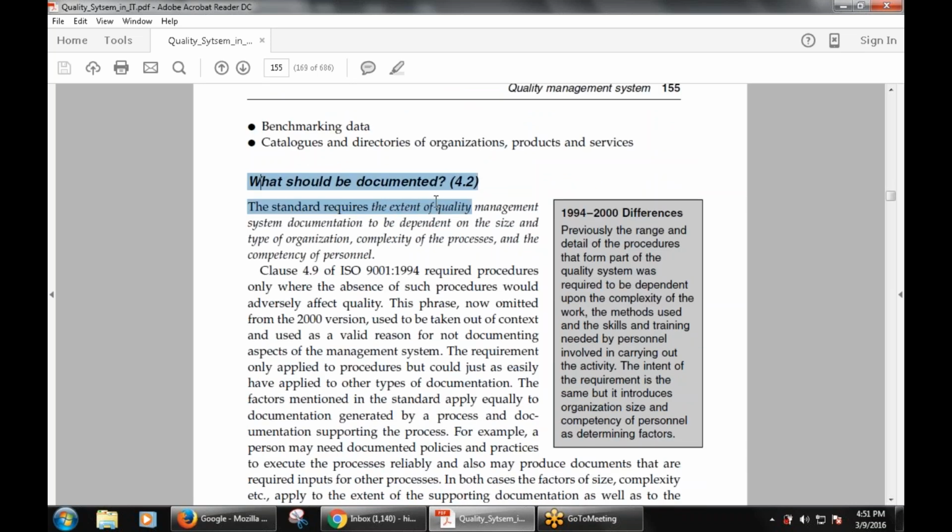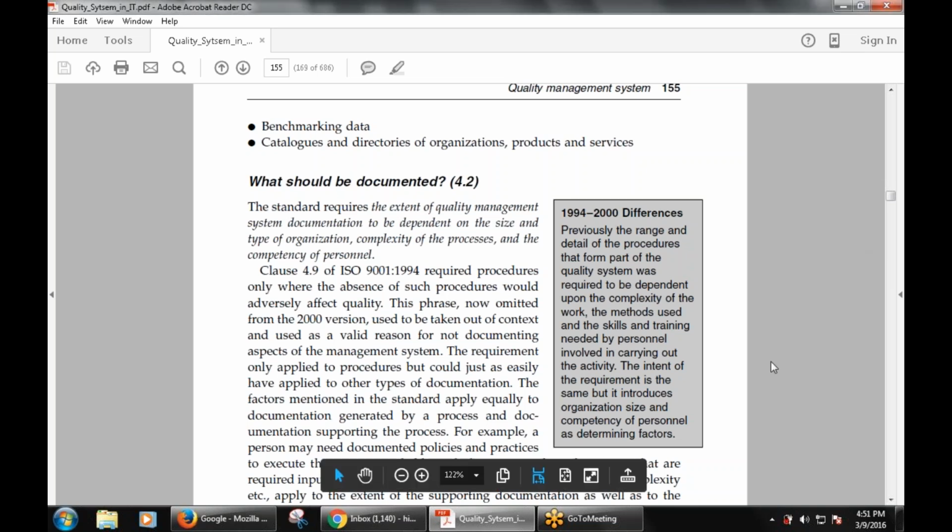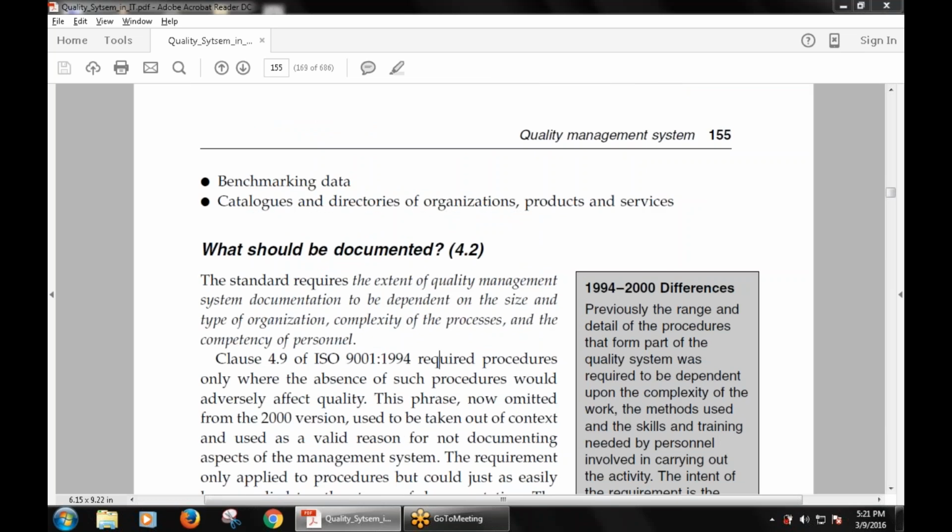Now, what should be documented? That is the next question. That is, what should be documented in the processes. Now the next part is, what is the part that should be documented. So the standard requires the extent of the quality management system documentation to be dependent on the size and the type of the organization, that is how they are dependent on the size, and what are the various requirements that are used depending on the size and the type of the organization.